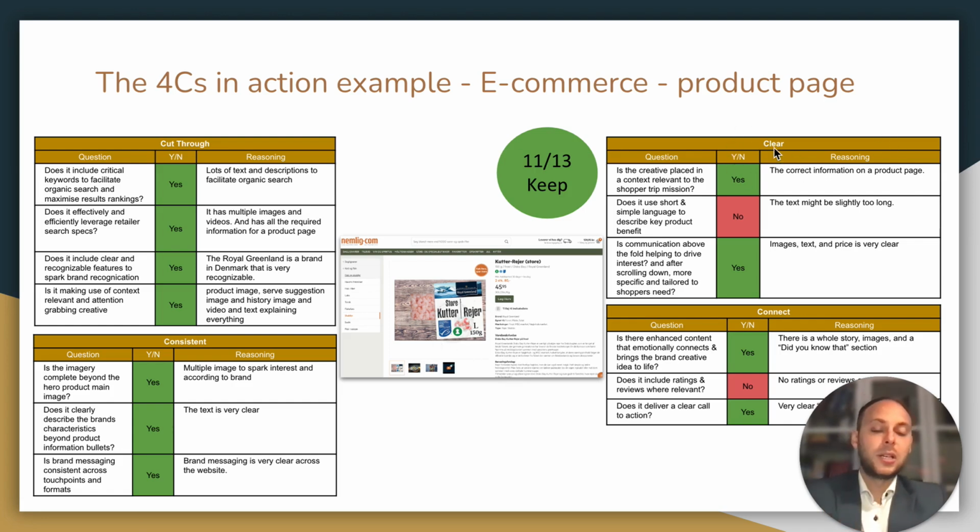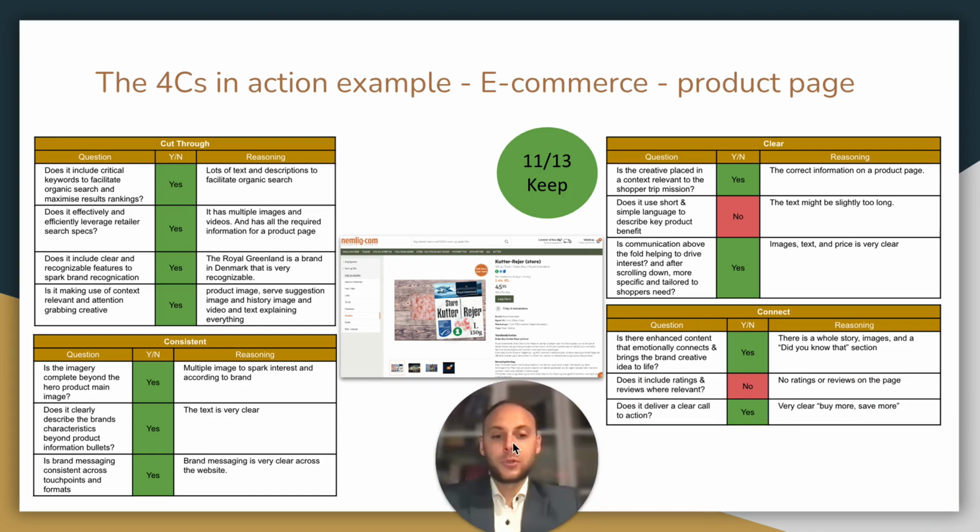When it comes to clear, and a few examples of the clear criteria, is the creative placed in a context relevant to the shopper trip mission? Here I said yes, the correct information on a product page. There's the images, there's the price, there's the text, etc. Does it use short and simple language to describe key product benefits? Here I said no, the text might be slightly too long even for shoppers to deep dive into the text. So this is maybe more an SEO text that will lead the shoppers into this page coming from Google maybe.